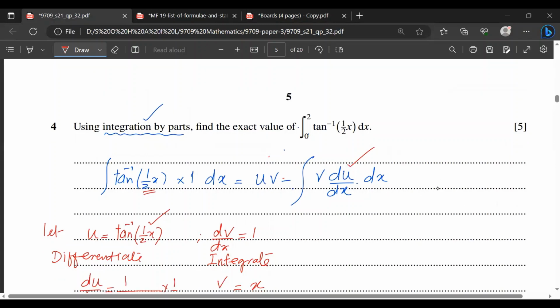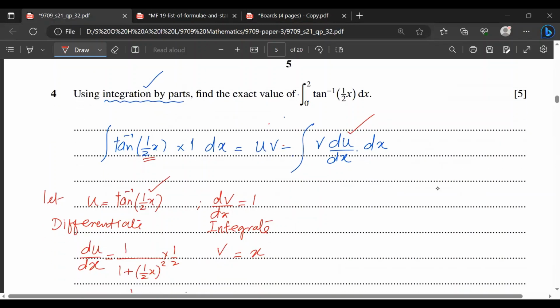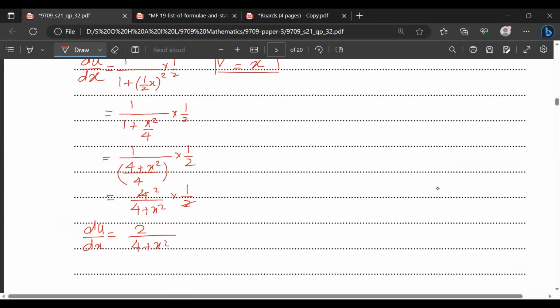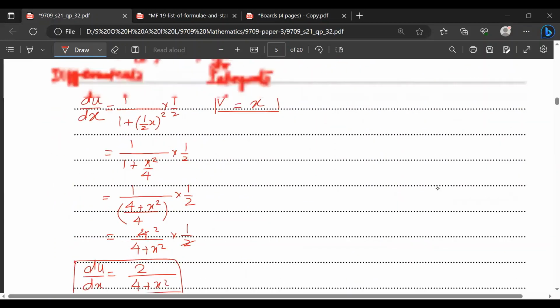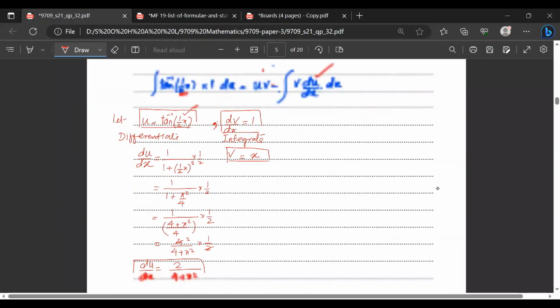So after letting u be tan inverse of half x, and the other, dv by dx, as 1, you integrate that: from dv by dx, we have v. So after collecting all these things, let us use them in this formula. You had du by dx, so I'm just highlighting this. This working is very, very important. So using all these things here.